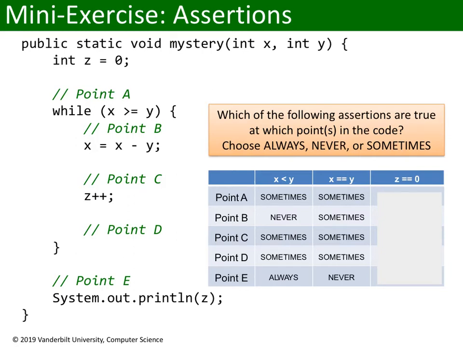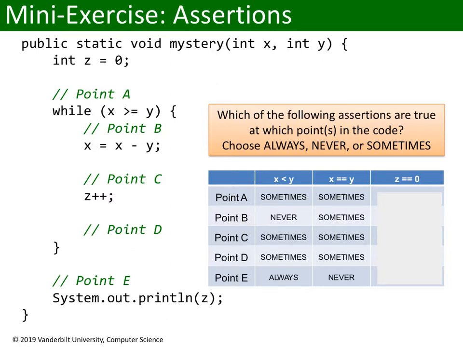Okay, for z is equal to 0. At point A, we're able to guarantee that yes, in fact, z is equal to 0, because we have initialized it to the value 0, and we did not do anything in between the assertion and the initialization to change the value of z. At point B, we've still not done anything to change the value of z on the first iteration of the loop.